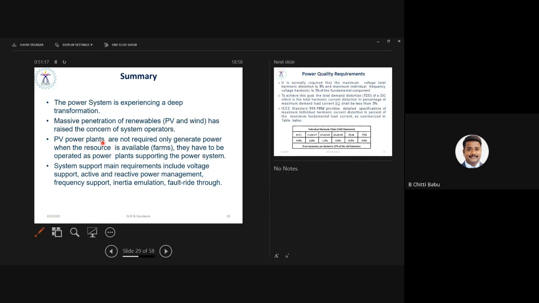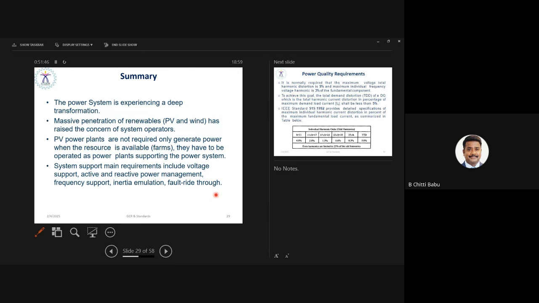And PV power plants are not required only to generate power when the resource is available. They have to be operated as a power plant supporting the entire power system. The main system support requirements include voltage support, active and reactive power management, frequency support, inertia emulation, fault ride-through requirement, grid synchronization, and power factor improvement. Power factor maintenance, of course, comes under grid connection requirements.